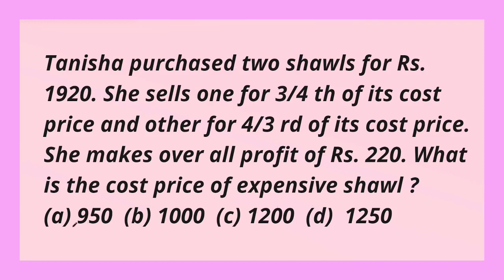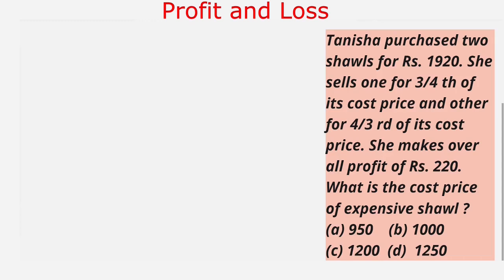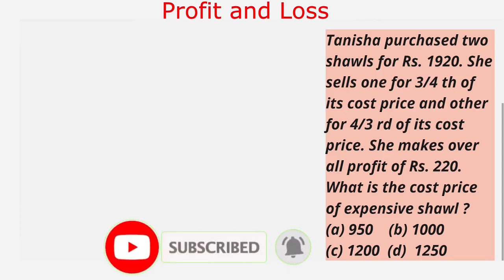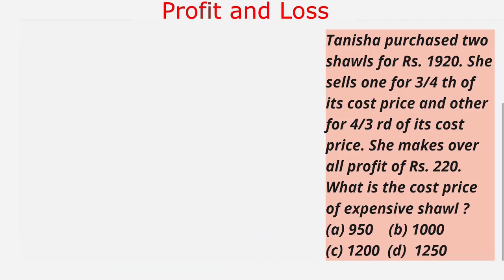The given options are option A 950, option B 1000, option C 1200, option D 1250. We solve the question like this. As first is sold at 3/4 of its cost price and second is sold at 4/3 of its cost price, we should assume the cost price to be multiple of 3 and 4 so that we can calculate the fractions easily. And multiple of 3 and 4 is 12.